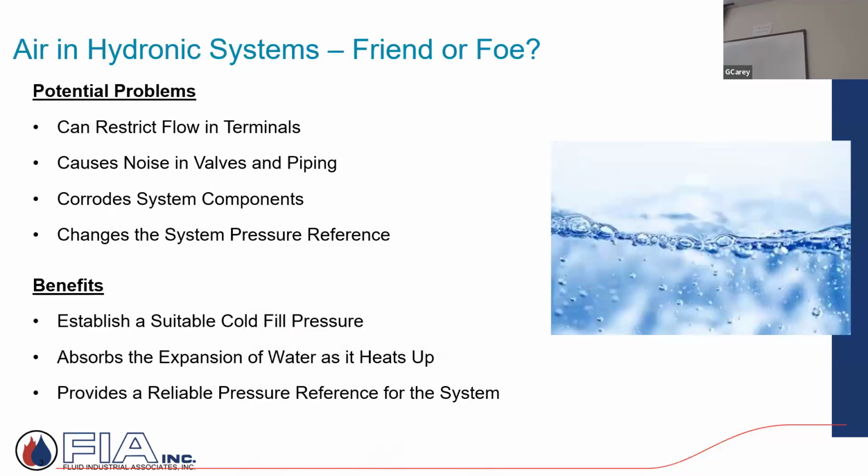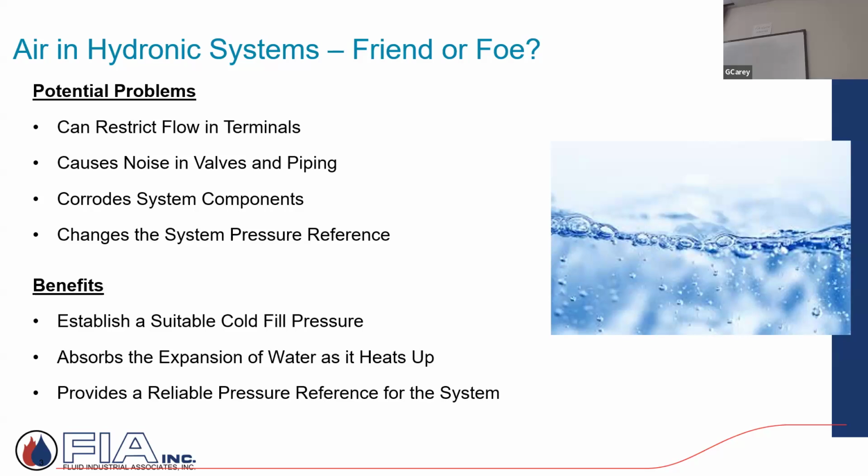So air in hydronic systems, friend or foe. So there's benefits and then there's some negatives with the air. So if you have enough air flowing through a system, which you really don't want to, but you can, it can actually get into your terminal units, your fan coils, and it can restrict either flow and or output chilled water for cooling or hot water for heating.